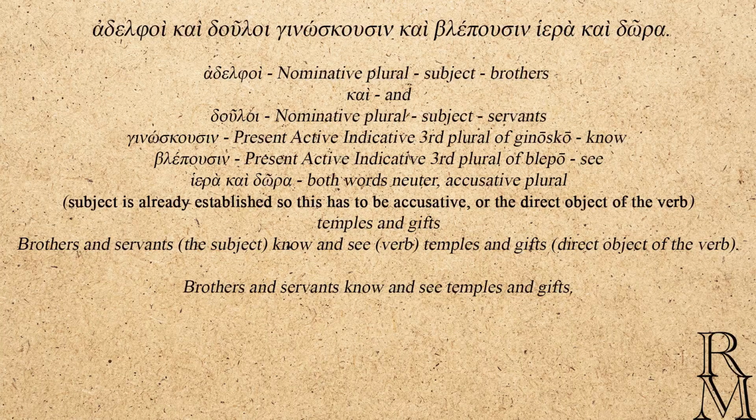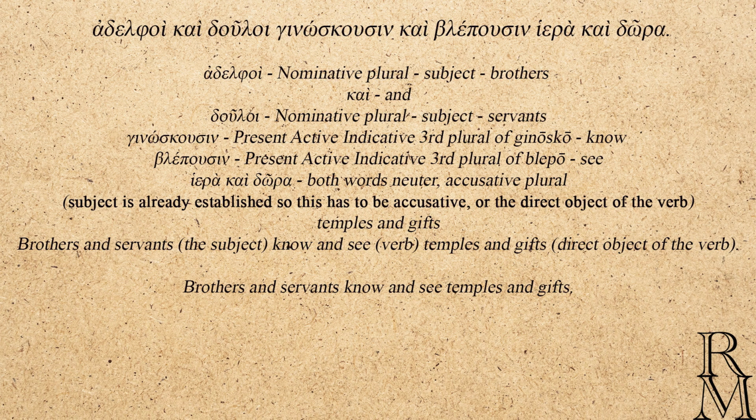Let me put an exercise up for you. We'll take a look at a sentence and help you understand how to begin translating Greek. This will be your first real exercise in actually doing translation work from Greek back into English. So if we look at number 18 in your exercises for the week, what you're going to find is this sentence. Adelphoi kai douloi, ginoskousin, kai blepousin, hiera kai dora.